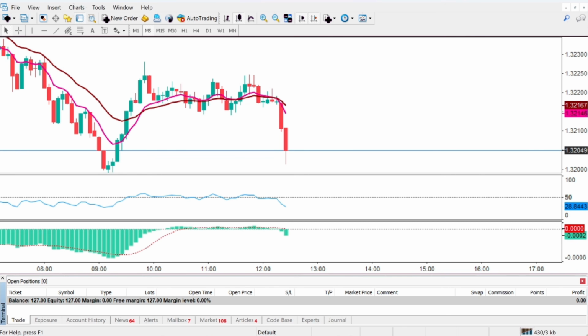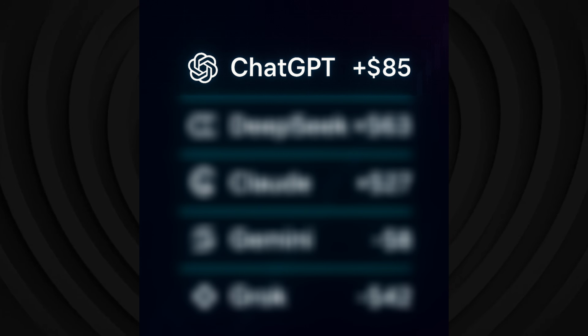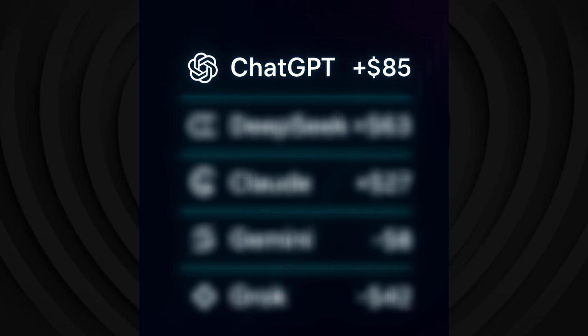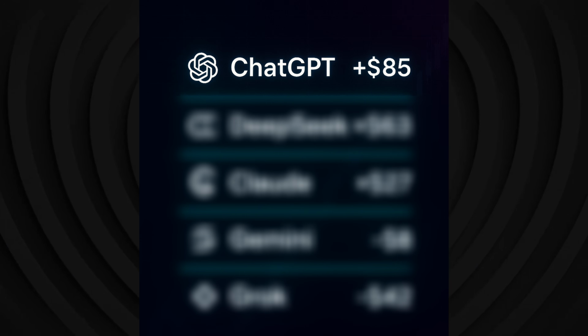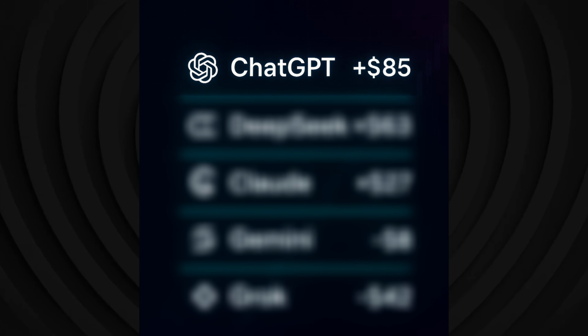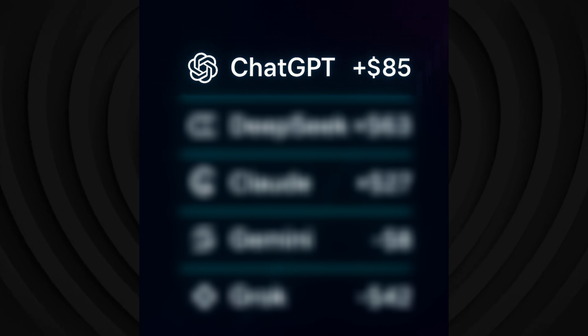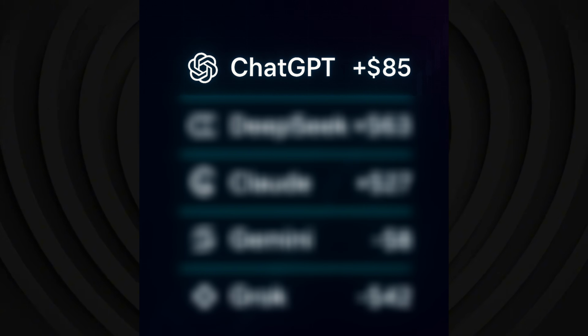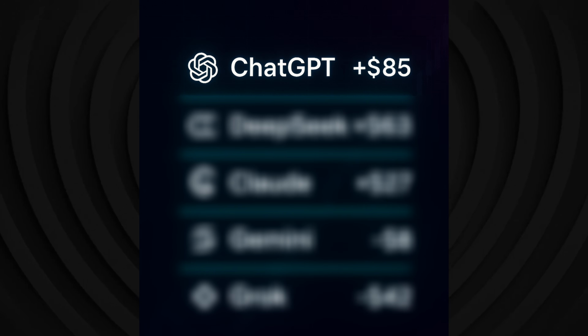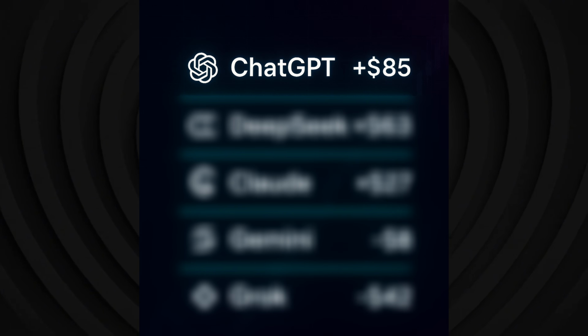Let's take a look at where Claude actually sits compared to the other AIs I've tested in this series. I've been keeping track of all the results from every challenge, so here's the full leaderboard with the total profit or loss for each one. Starting at the top, we've got ChatGPT, which is still holding the #1 spot. It ended its run with a total profit of $85. And honestly, that's the most consistent performance I've seen so far. It wasn't perfect, but at least it didn't try to blow the account on a Tuesday morning.